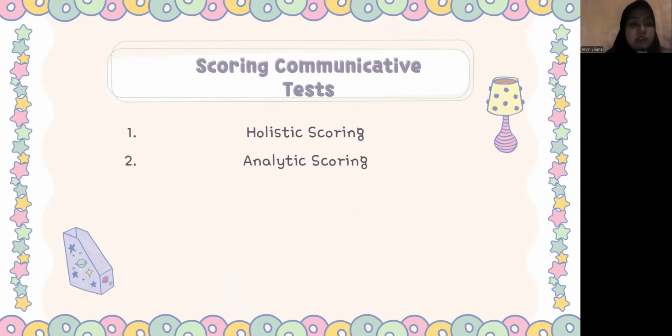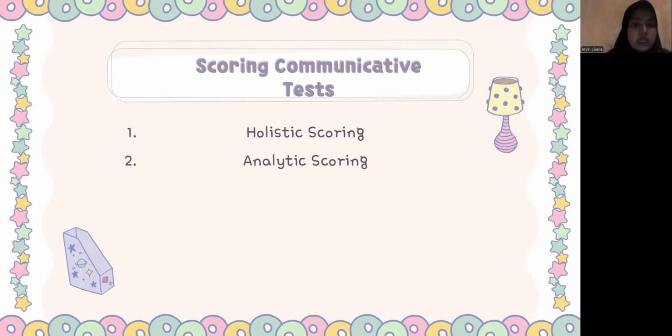The next is scoring communicative tests. When designing communicative tests, the scoring process is crucial to evaluate the learner's performance. There are two primary ways to score communicative tests. The first way is holistic scoring. In holistic scoring, the overall performance is rated based on how well the learner communicates in the task. It doesn't focus on specific elements like grammar or vocabulary, but looks at the general effectiveness of the communication.